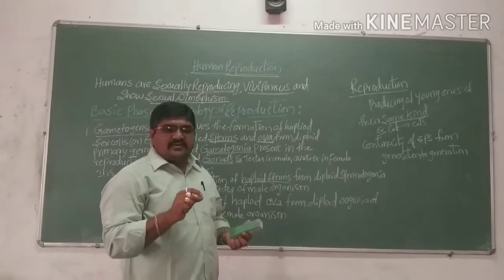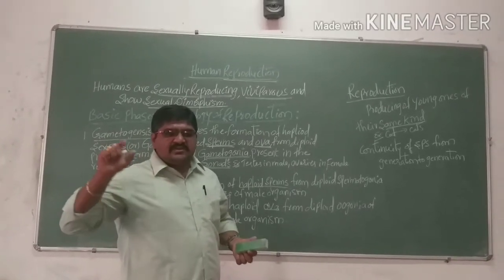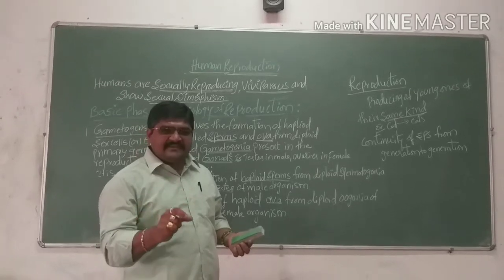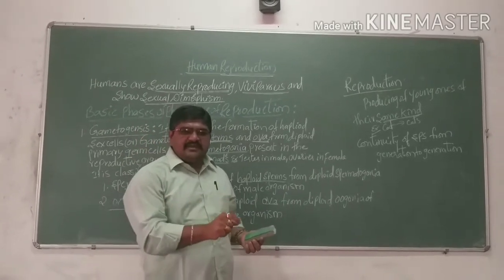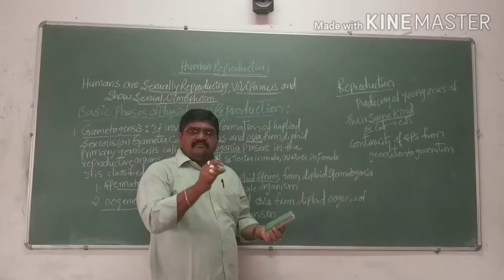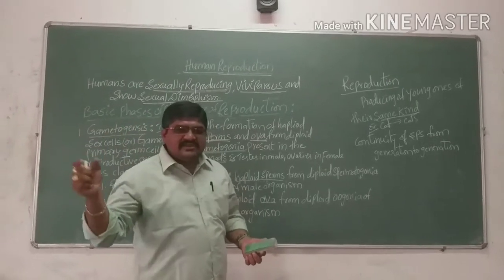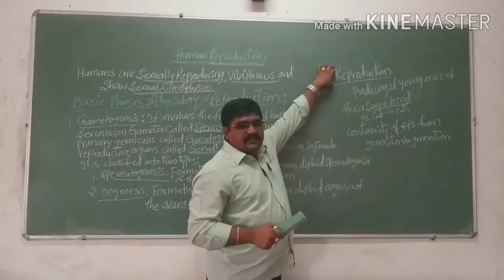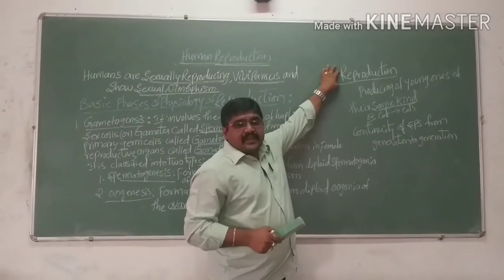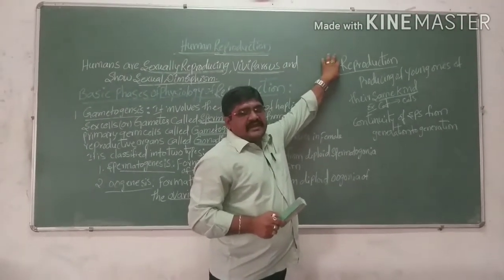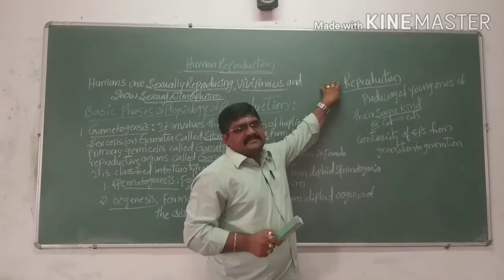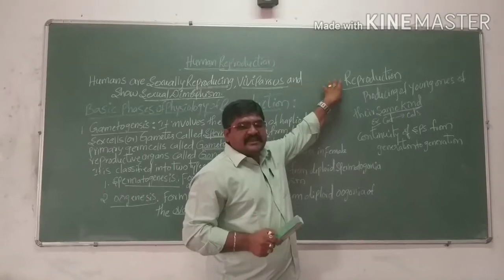The species should be transferred from generation to generation, that means to continue their race or family history. If you take a family history, they continue their race from generation to generation. Here the process called reproduction is compulsory. So we can call it a physiological process where it is compulsorily needed.